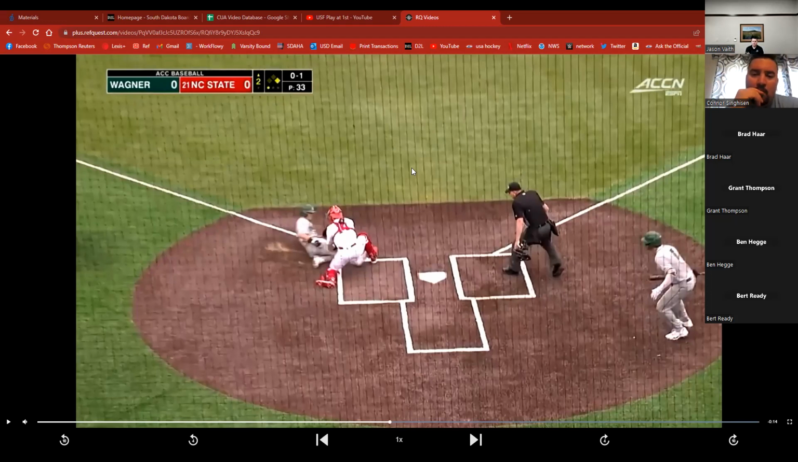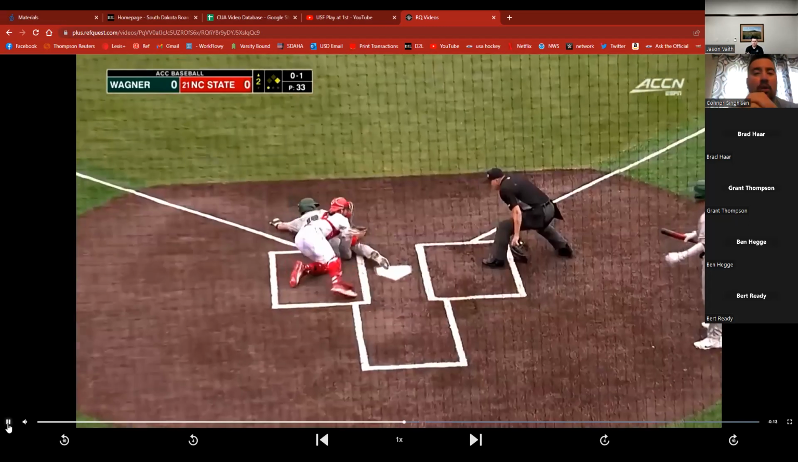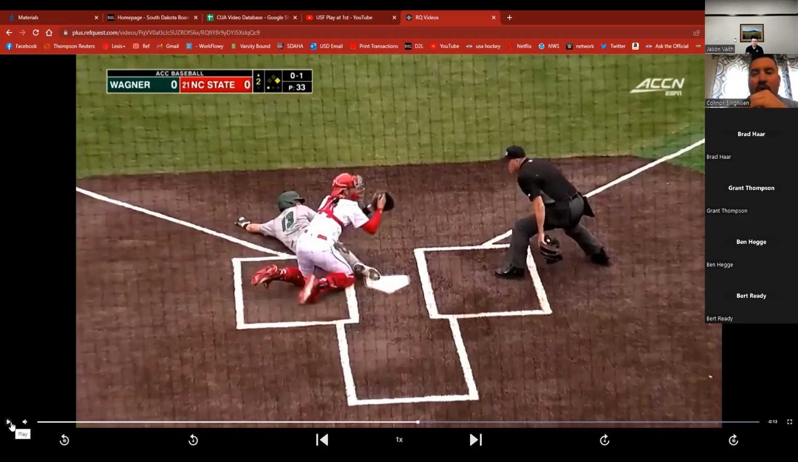So at the end of the day, this is obstruction. On this play, though, that's obstruction. We're going to call time here. We're going to kill this play because he was ruled out.